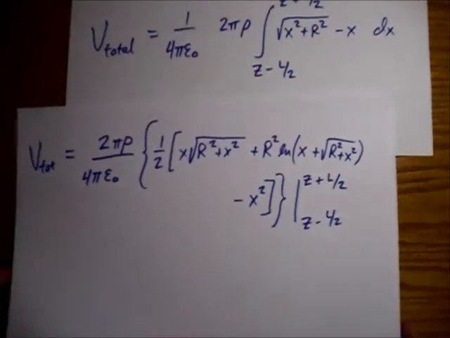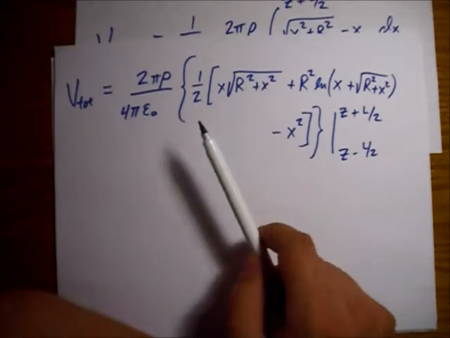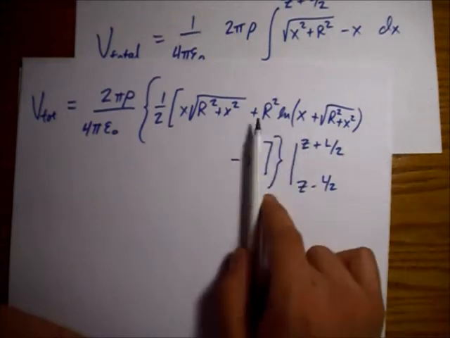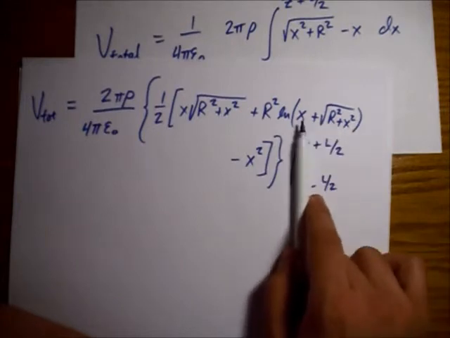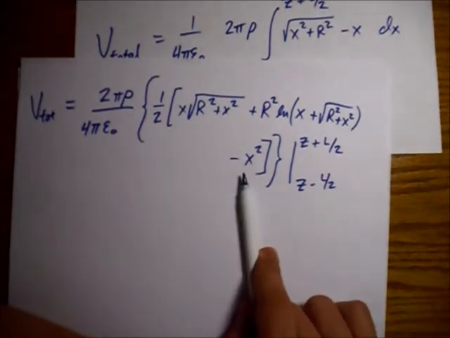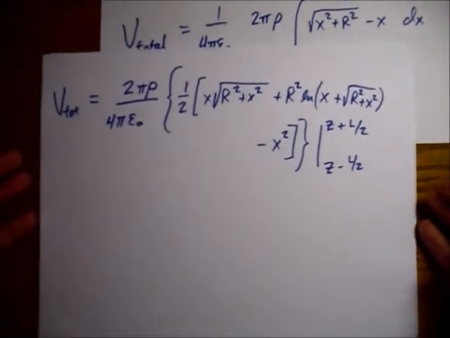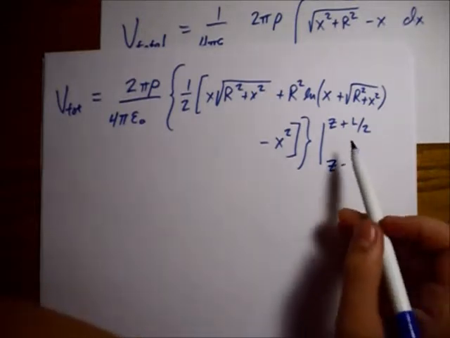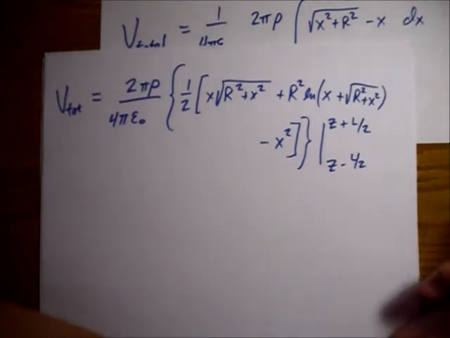All right, so here we have the integral written out. It came out to 1/2 multiplied by the quantity x times the square root of r squared plus x squared, plus r squared multiplied by natural log of x plus square root of r squared plus x squared, and then a minus x squared, and that's it. So you can see that there. Now we have the distinct honor and pleasure of plugging in these ugly looking limits of integration.